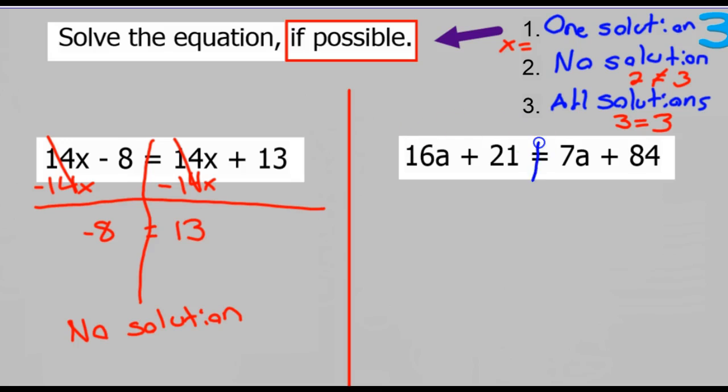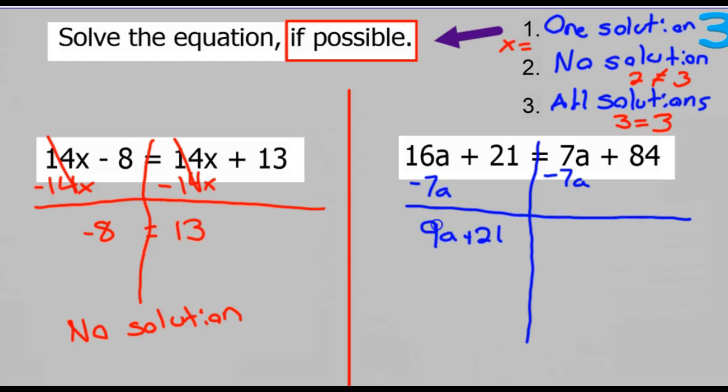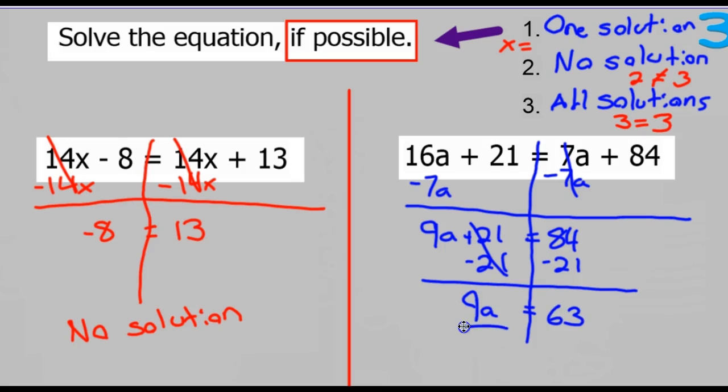If we take a look at this one, we got to move our a's over, so I'm going to move 7a over to this side. So we get 9a plus 21 equals 84. Subtract 21. So we get 9a equals 63. Divide by 9. And a equals 7. We know that if a equals 7, that's the only thing it can equal. So this one has one solution.